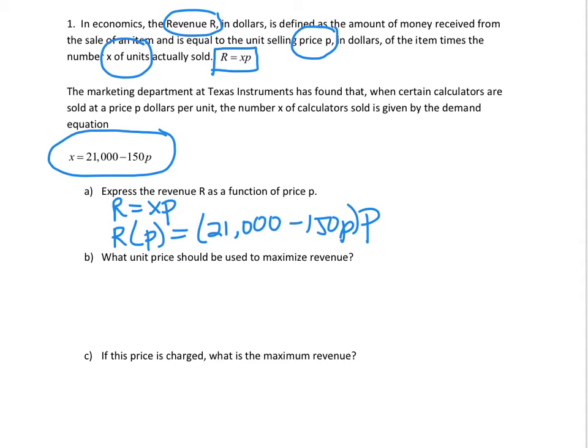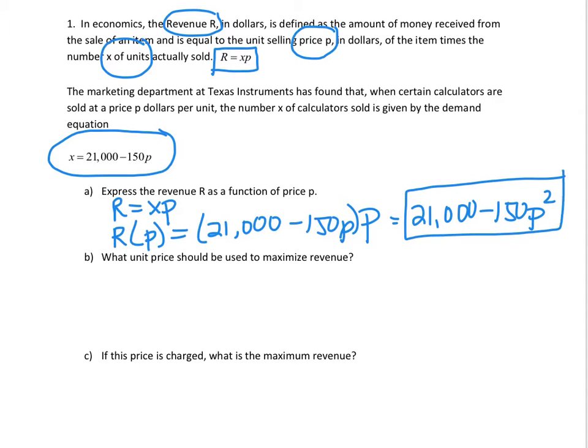And then if I want to start minimizing and maximizing things, it's best to go ahead and distribute that through. So if I distribute that, now I get 21,000P minus 150P squared. So this is the best looking revenue function. Now it says at what unit price in part B should be used to maximize the revenue. As soon as you see that, we need to start going into negative b over 2a. Now it says what unit price P, so P instead of X, negative b over 2a.